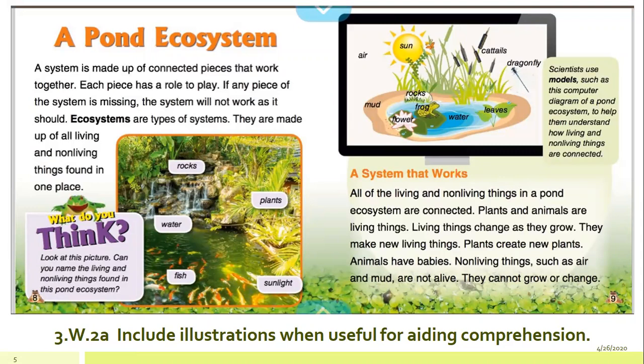Scientists use models, such as this computer diagram of a pond's ecosystem, to help them understand how living and non-living things are connected. So we have 2 different illustrations or models, but they both represent the ecosystem. One is a photograph, and one is a computer-generated model.